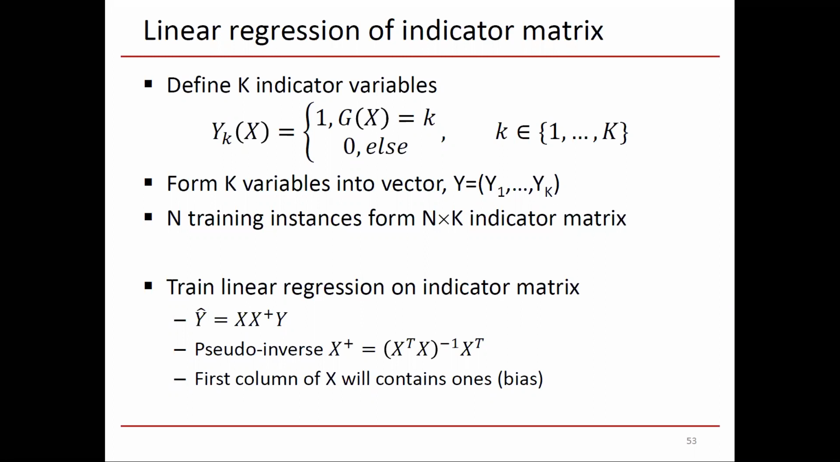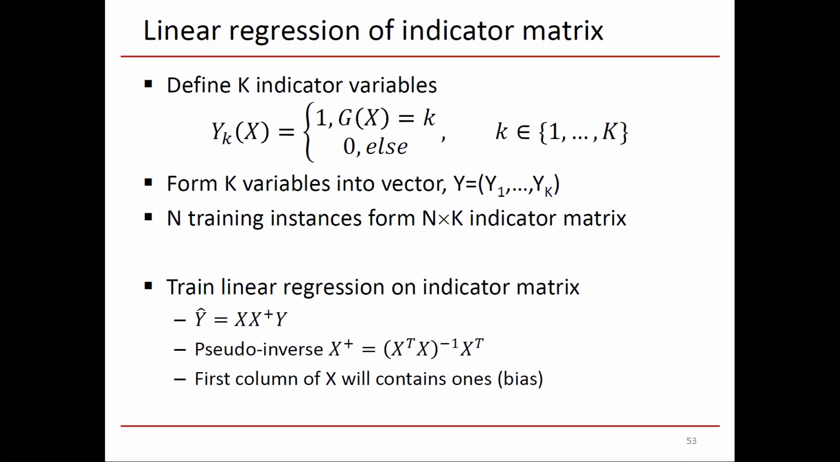N rows, a row for each of the training instances, k columns, a column for each one of these classes. We're then going to train a linear regression on this indicator matrix. Y is going to be this n by k matrix that I just described. X is the explanatory variables, and y hat is going to be the pseudo-inverse multiplied by y.